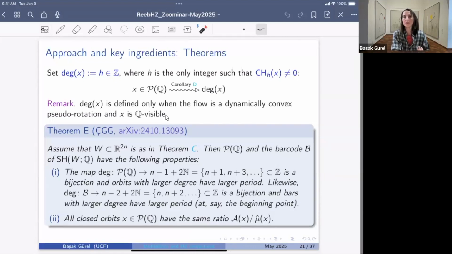Here, when I say the degree of a bar, it's really meant in the sense of persistence homology. When you write the whole thing, using the structure theorem, as a direct sum of interval modules, there will be this barcode coming from there, and they will know to what degree they belong. And the second part says that all closed Q visible orbits have precisely the same ratio of action to mean index.